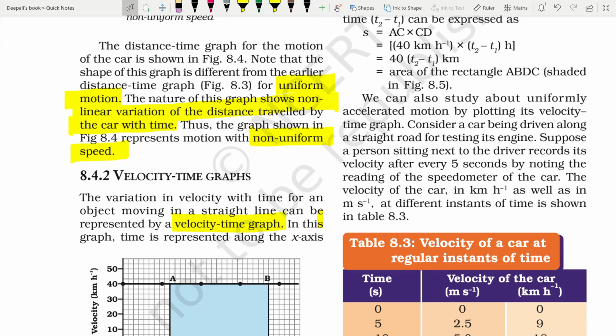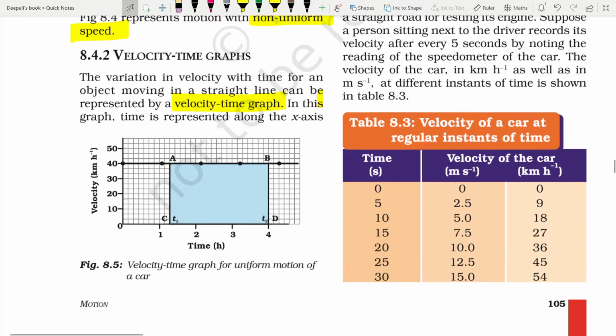We can also study uniformly accelerated motion by plotting its velocity time graph. Consider a car being driven along a straight road for testing its engine. Suppose a person sitting next to the driver records its velocity after every 5 seconds by noting the reading of the speedometer of the car. The velocity of the car in kilometers per hour as well as in meters per second at different instants of time is shown below.